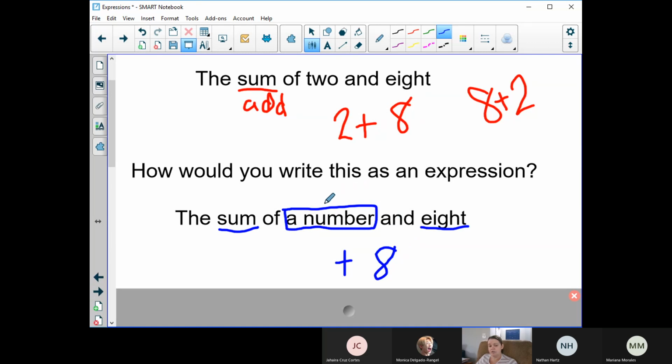Is there something I could use besides a question mark to represent a number? Okay, we could use a variable. So give me a variable that I could use. All right, A. So the sum of a number and 8, we can represent as the expression A plus 8. Any questions about those two?